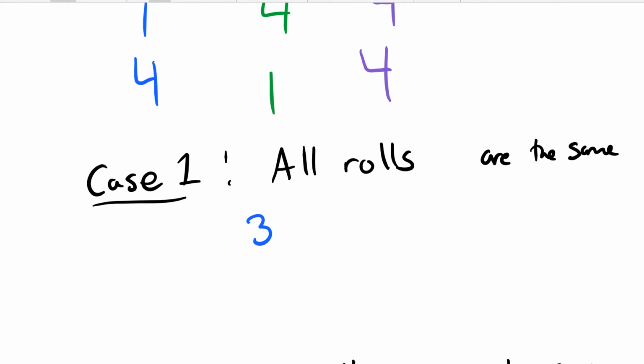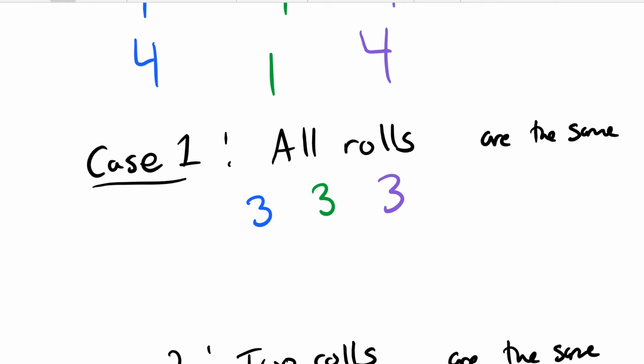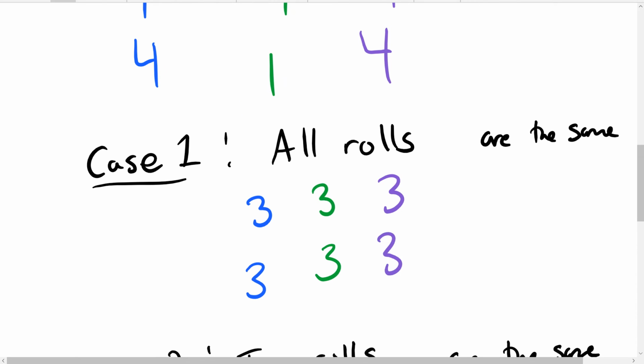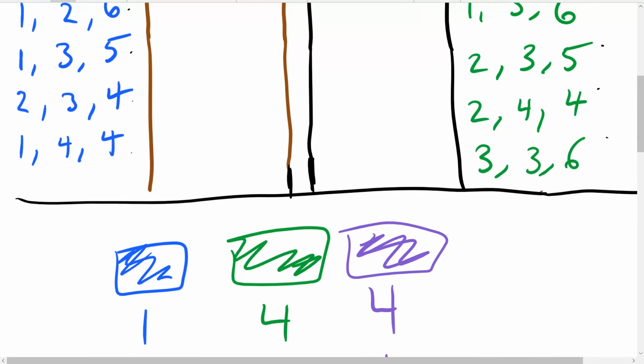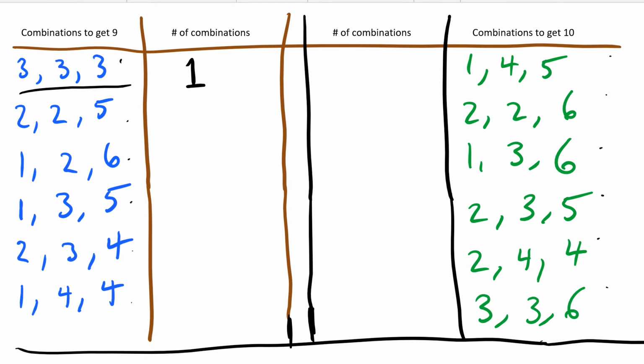So let's say the first roll was a 3, the second roll was a 3, and the last roll is a 3. Were there any ways we can rearrange this so that it's different? Well, the answer is no, because if we tried to rearrange it, we'd still get 3, 3, and 3. So if all rolls are the same, if they're all 3s, there's only one way we can get this combination. Combinations to get 10, there are none where all the numbers are the same.